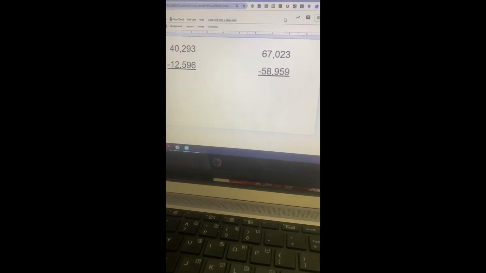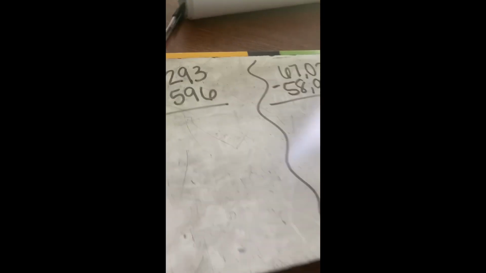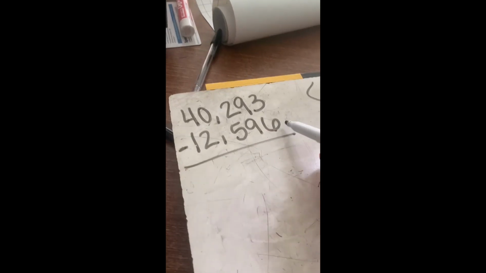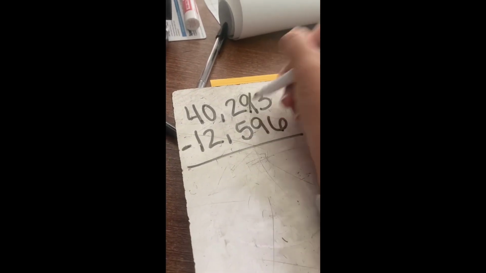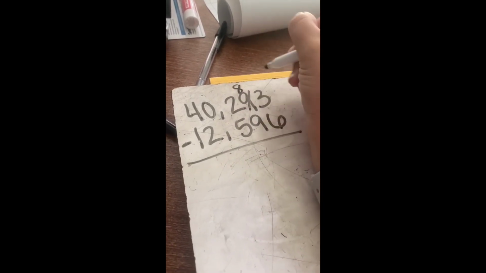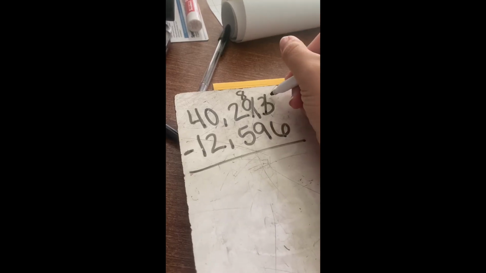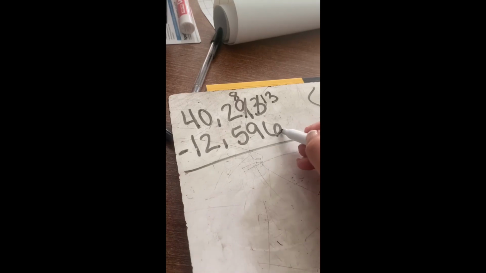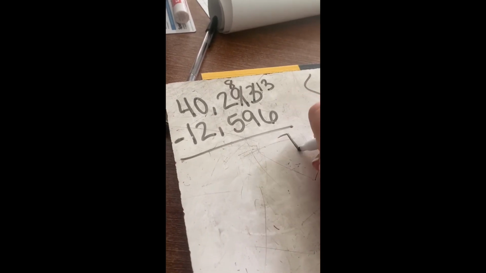All right, now we're using the standard algorithm to solve these problems within 100,000. So we're subtracting these numbers. All right, I went ahead and wrote them on my paper for us. 3 ones minus 6 ones, I can't do it. I go next door. This becomes 8 tens, and they give me 1 ten plus 3 ones is 13. 13 minus 6 is 7.